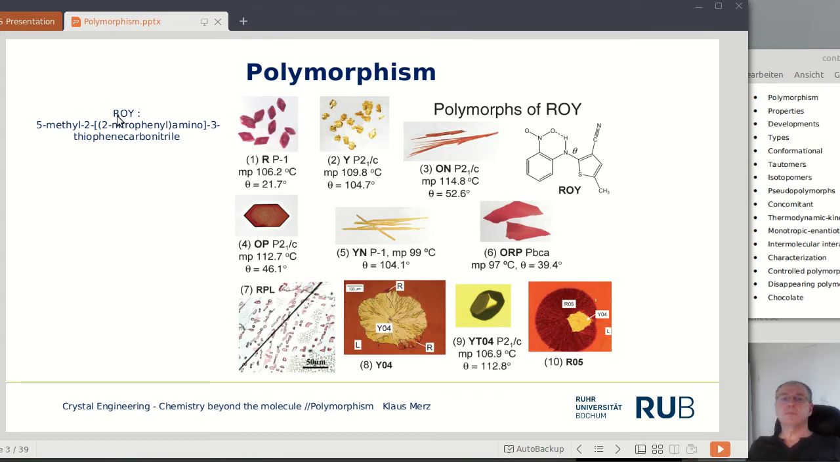ROY means red, orange, yellow, because there are so many polymorphs and you see different colors. We said red, and here or here, ON, orange, and yellow, and epsilon, yellow.